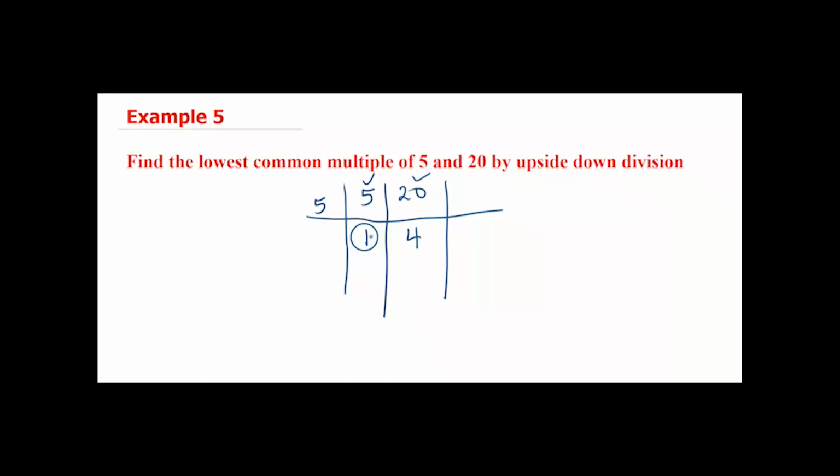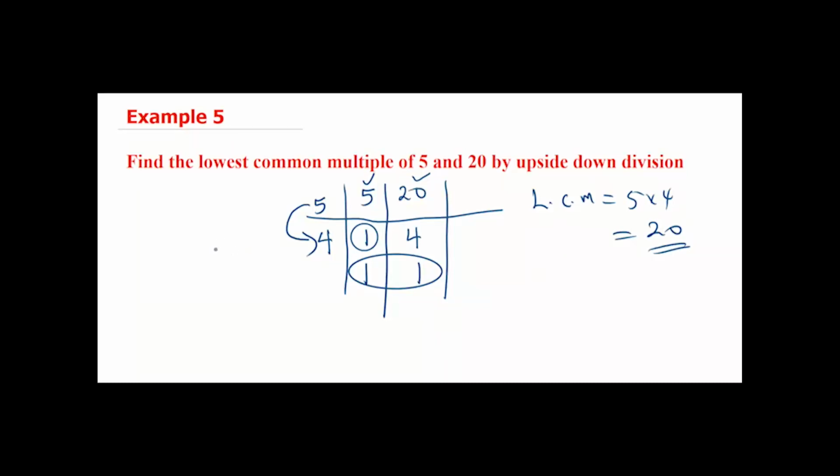What number can go in 1 and 4? If you like, you can say what number can go in 4? You can say 2, or if you like, you can say 4. It doesn't matter. If you say 4, that means you're going to have your answer straight away. This one remains as 1. 4 goes in 4, 1. So once I have 1 and 1 here, that means I'm done, and my answer will be the product of this and this. So the LCM will be equal to 5 times 4, which is 20.